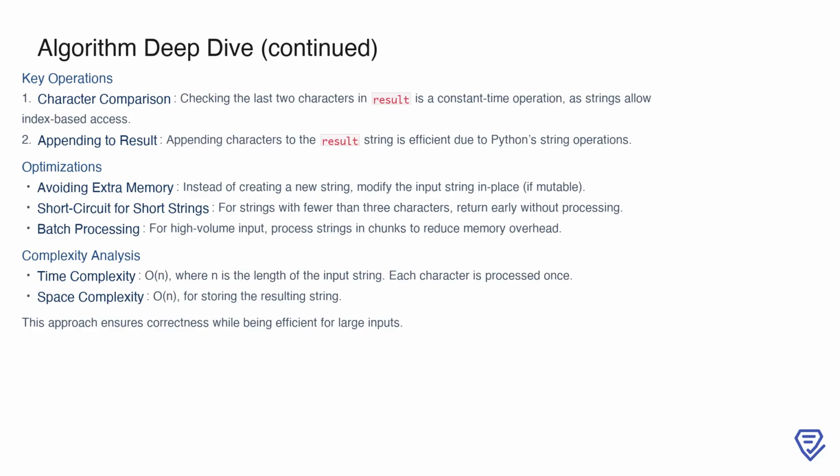For optimizations, we could consider modifying the input string in place for environments where strings are mutable, reducing memory overhead. Additionally, we can short-circuit the algorithm for strings with fewer than 3 characters, returning them early without processing. For scenarios involving high-volume input, processing strings in batches could further optimize memory usage. In terms of complexity, the time complexity is O(n), since each character is processed exactly once, and the space complexity is also O(n), as we store the transformed string. This balance of simplicity, efficiency, and correctness makes the algorithm well-suited for large inputs and diverse cases.